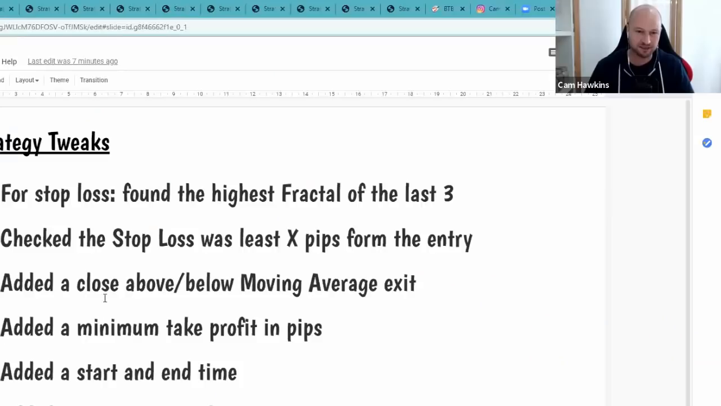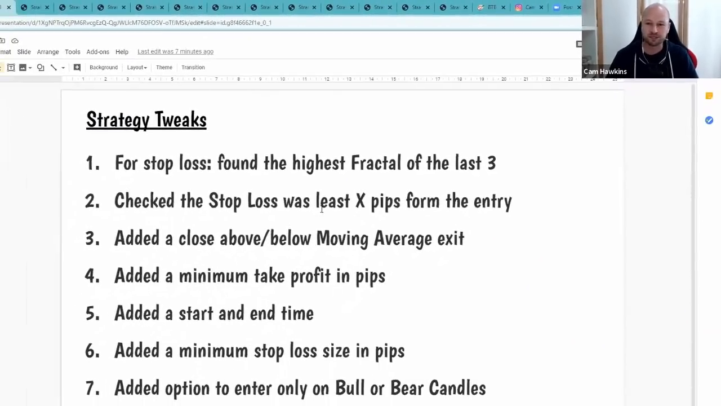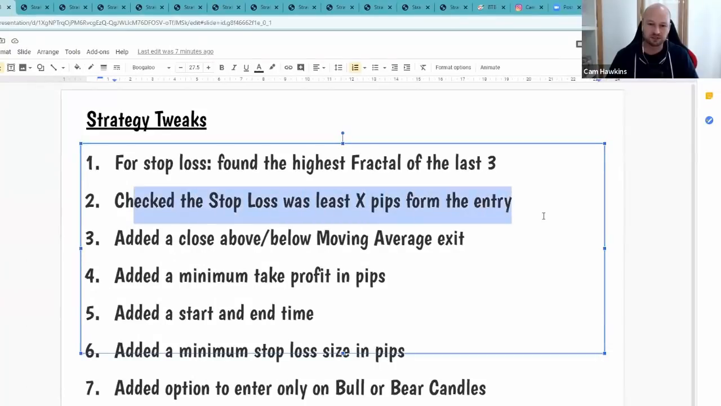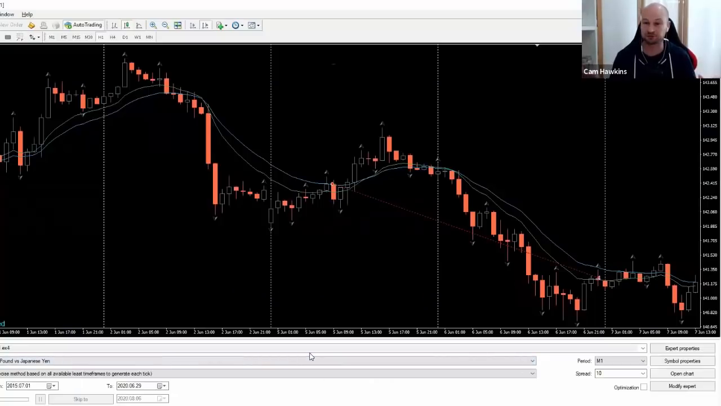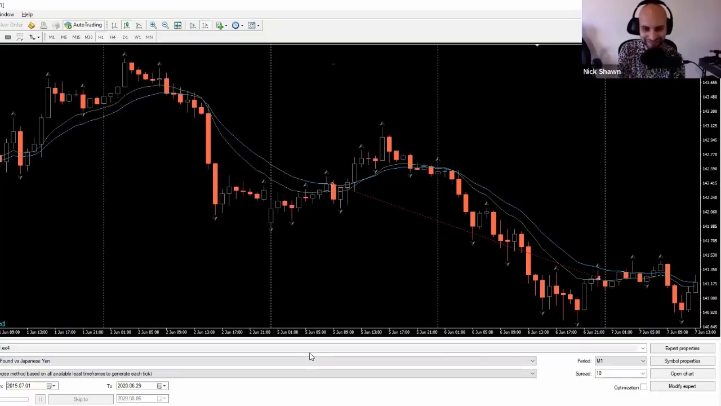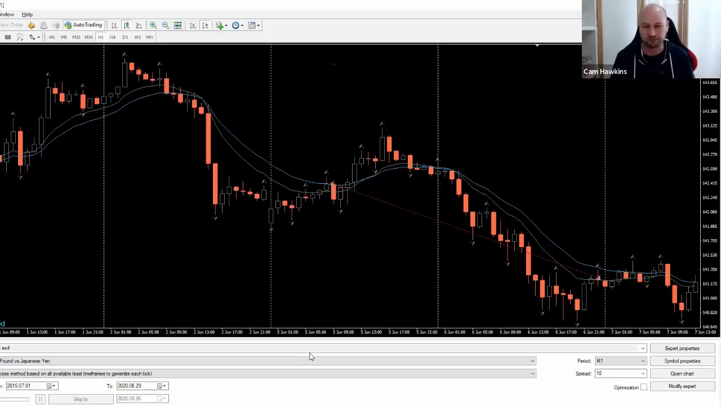Let's quickly jump back into that presentation. So the next thing is check the stop was at least, okay, we talked about that, at least X pips away from the entry. So I added a close above or below the moving average exit. Now, I'll show you what this is. And look, this isn't part of your strategy, right? And it's a bit of discretion that I think the robot had to do, because it's blind, right? It's completely blind.